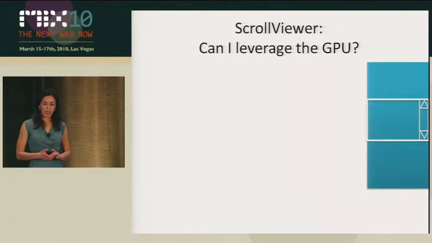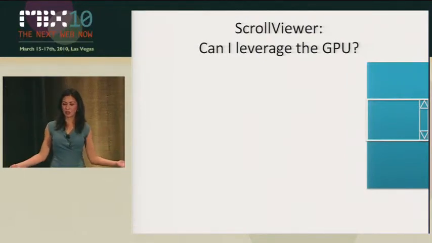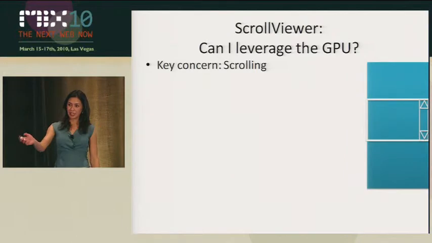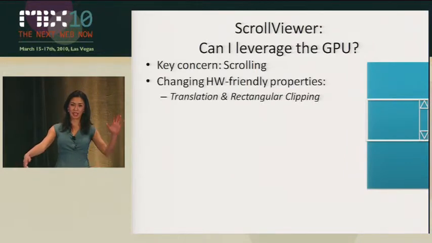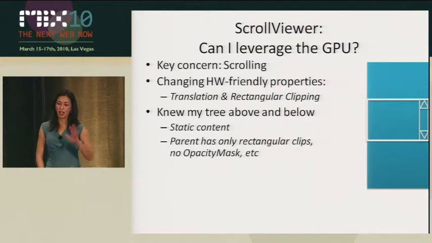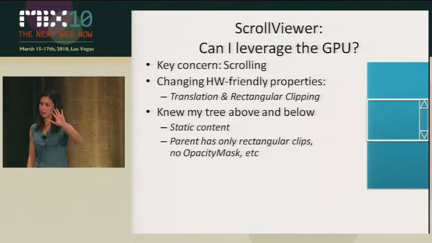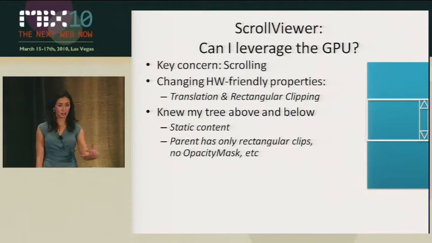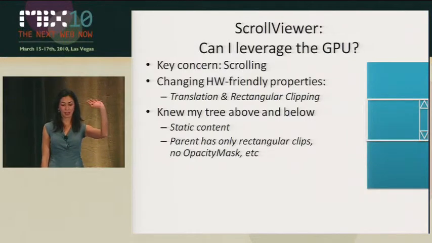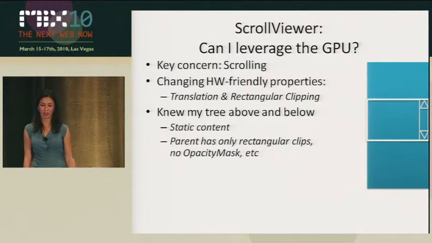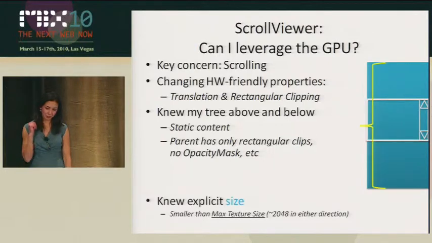The scroll viewer example. Can I leverage the GPU? My key concern is scrolling here, which is basically a translation and a clipping, just like in ListBox. But we're not a list box, so what do I do here? I know my tree above and below. I know that there's static content below it. I know that nothing is changing while I'm scrolling. And I know that there's no opacity mask or non-rectangular clip above me. I also know my explicit size.